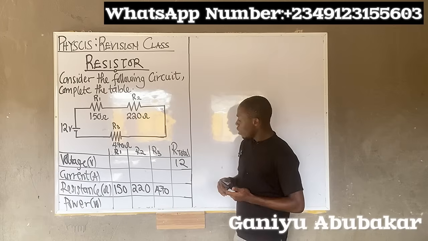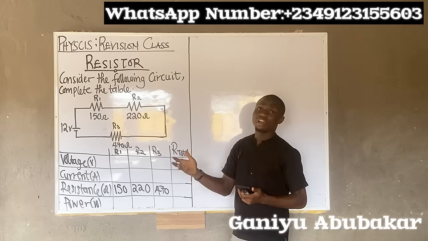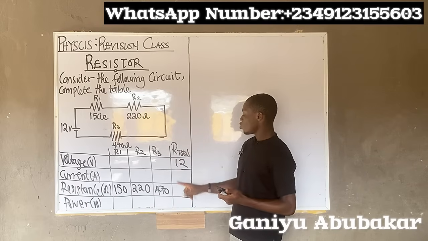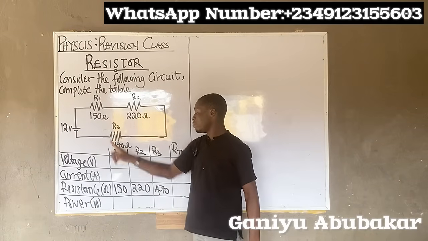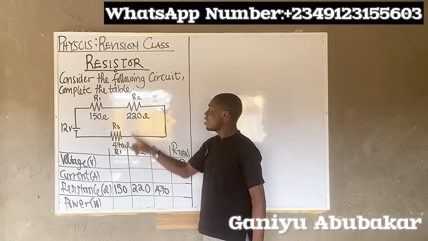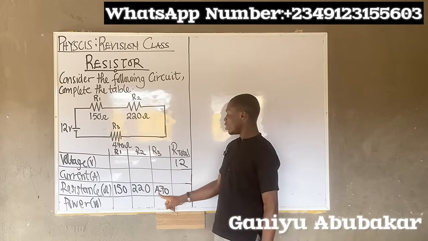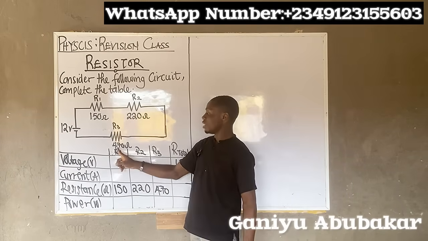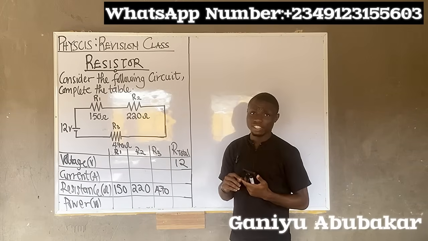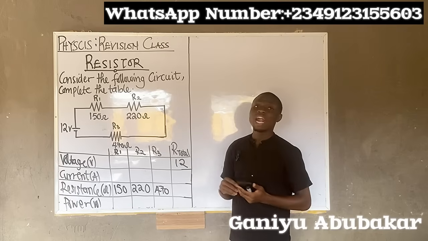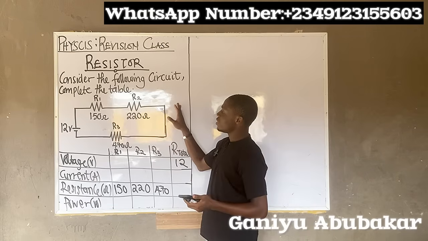First things first, my first task is to find my R equivalent, or perhaps the total resistance, right? So R1 is 150, that's 150 here. R2 is 220, that's 220 here. R3 is 470, as you can see. So let's find the equivalent. Our first task in this case is to get R equivalent, right? So look at this place here.